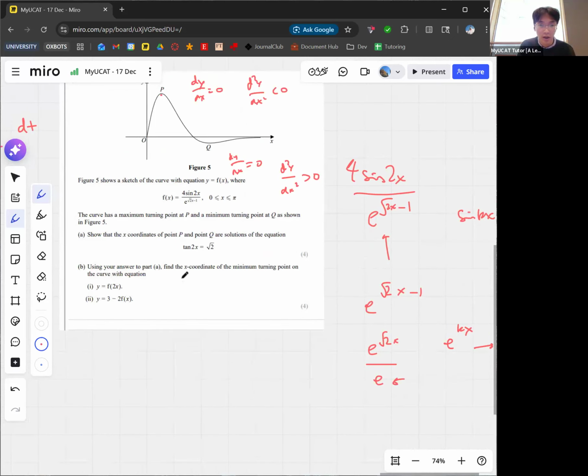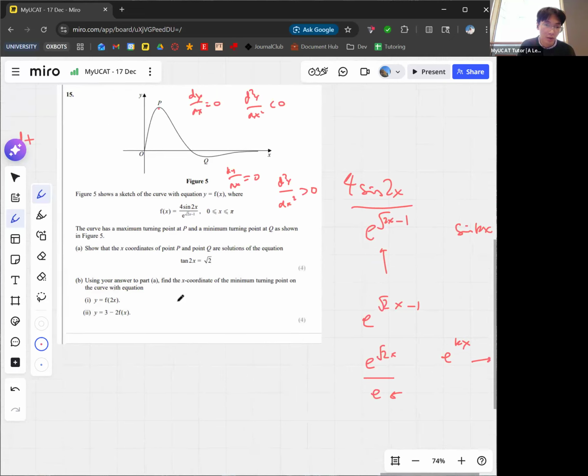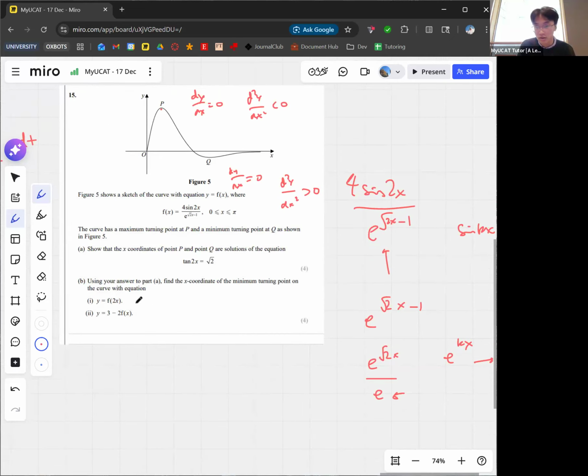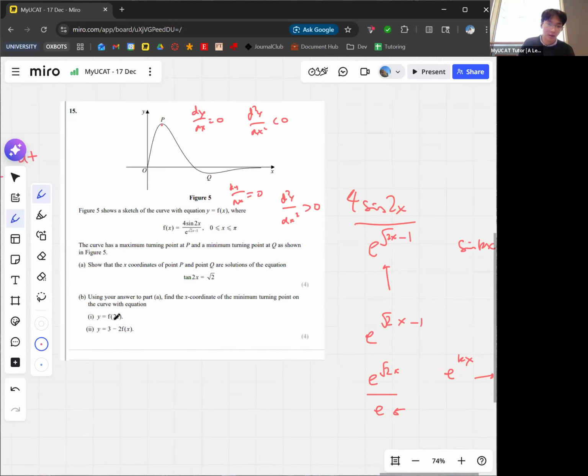And then using your answer to part A, find the x-coordinate of the minimum turning point with equation this and this. This is just sort of your movements. If f of 2x, you are shrinking everything down, so your x-coordinate's half. And for this one, 3 minus 2 f of x, think about doing it step by step. So multiply it by minus 2 and then add 3. Think about, this is only just a vertical stretch. So you're flipping it around, stretching it by minus 2, and then you add 3.